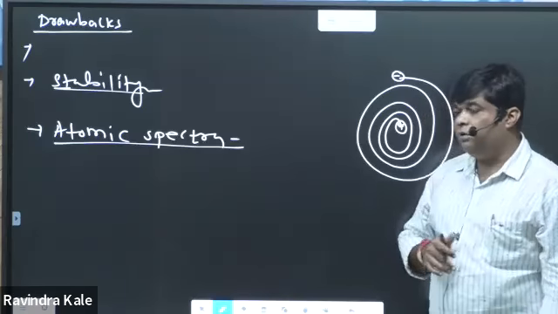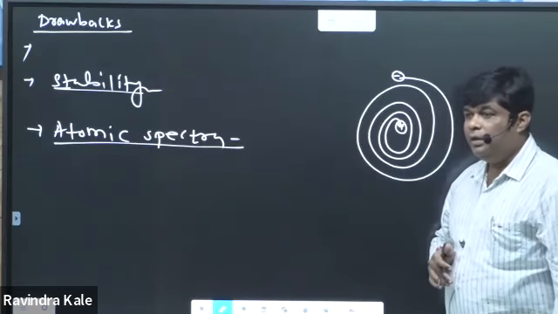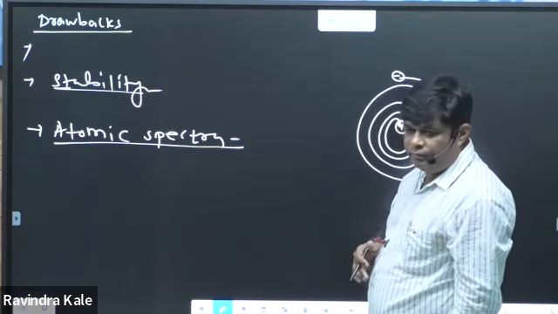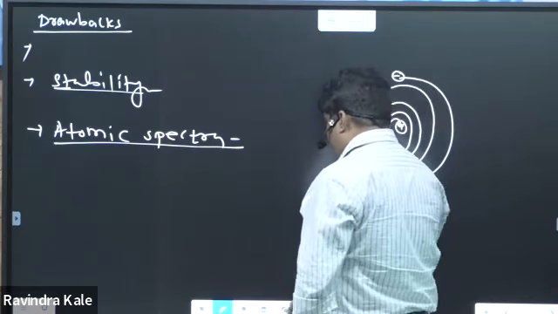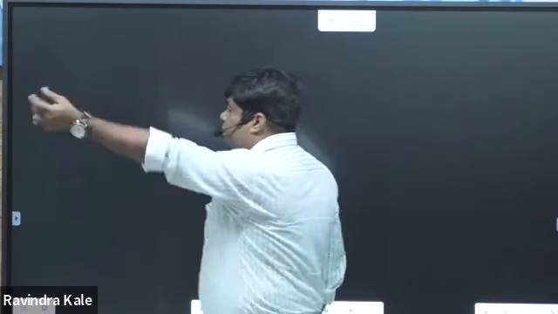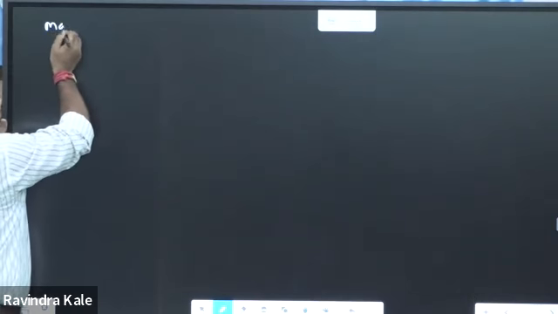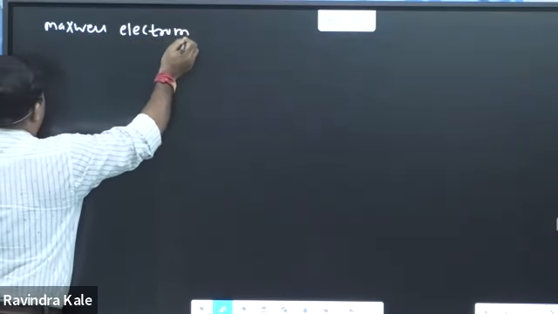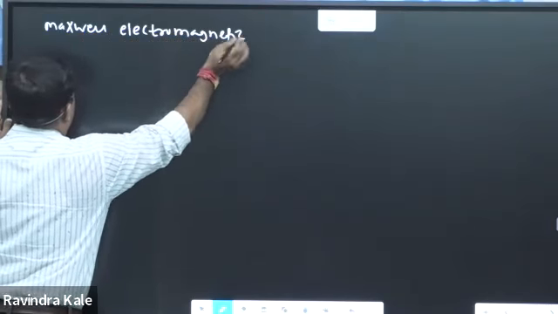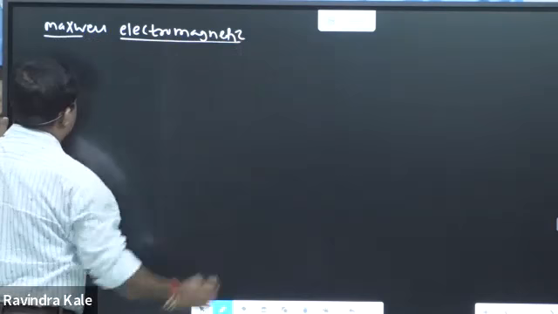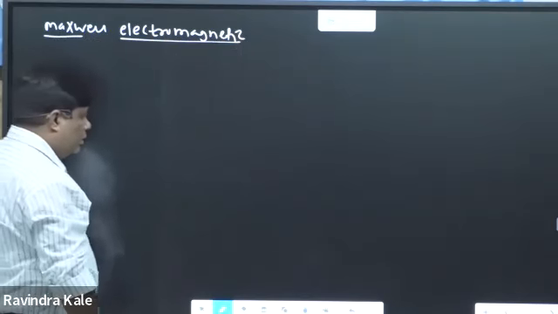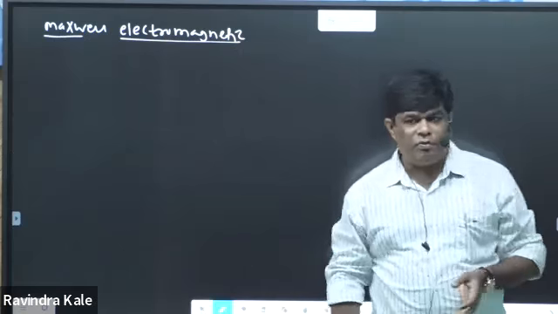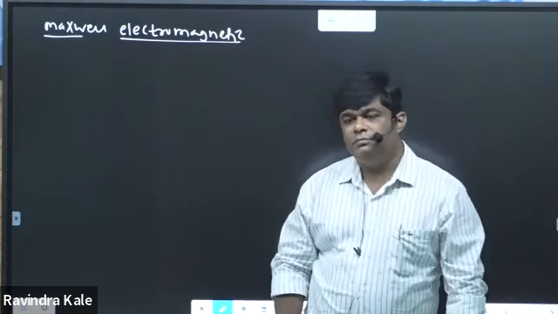This is the Rutherford atomic model, and next is the development leading to Bohr's atomic model, that is the Maxwell theory or Maxwell electromagnetic theory. So what is this Maxwell electromagnetic theory? It is the development leading to Bohr's atomic model. It is one of the best models for the atom.